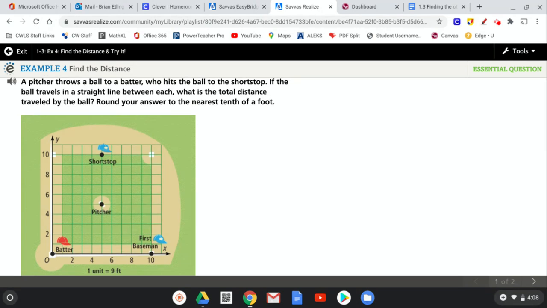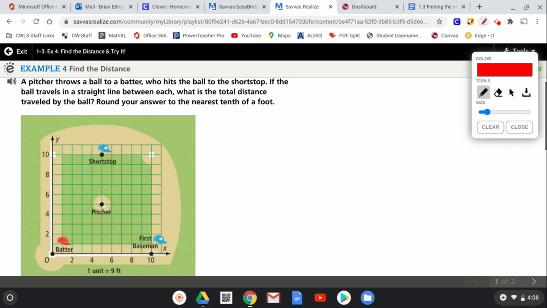So for this, what we're going to be doing is we're just going to be finding the distance traveled by this ball, okay? So it goes from batter to the shortstop is what it tells us in the problem. So a pitcher throws a ball to a batter who hits the ball to the shortstop.